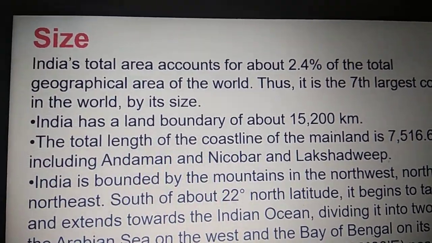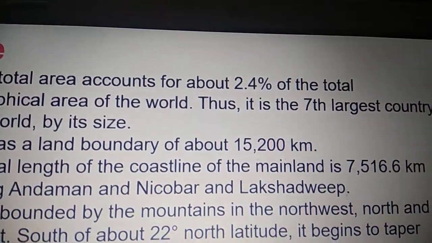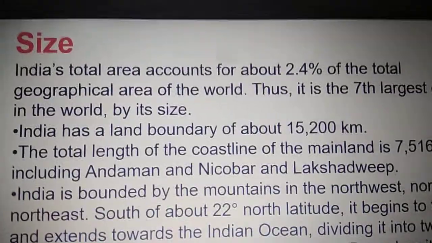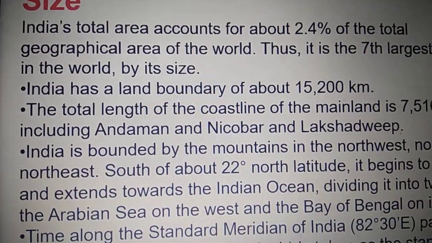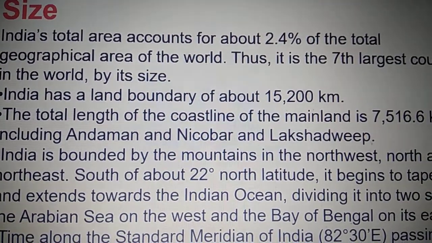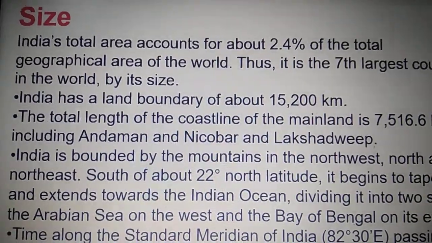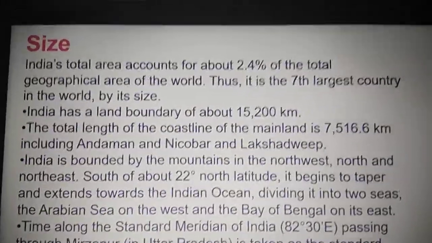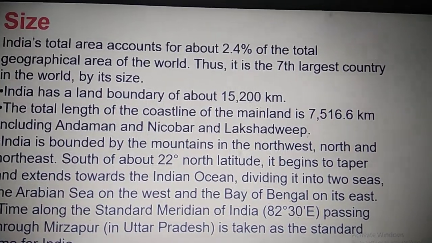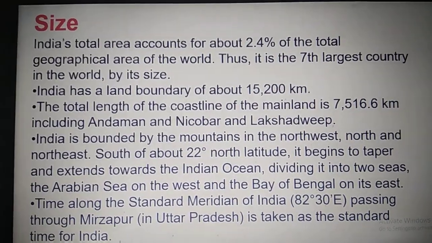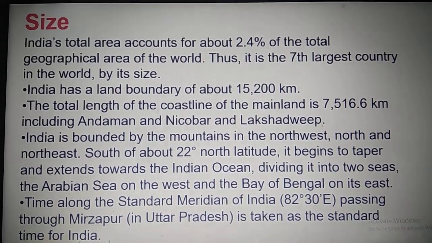So children, let us recap the size of our country. India's total area accounts for 2.4% of the total geographical area of the world. It is the seventh largest country in the world by size, and India has a land boundary of 15,200 kilometers. The total length of the coastline of the mainland, including Andaman and Nicobar Islands and Lakshadweep Islands, is 7,516 kilometers.